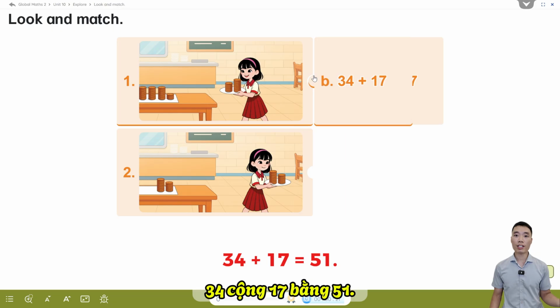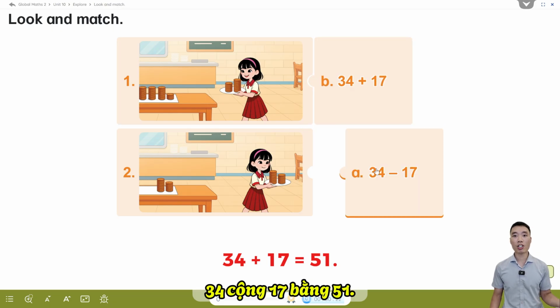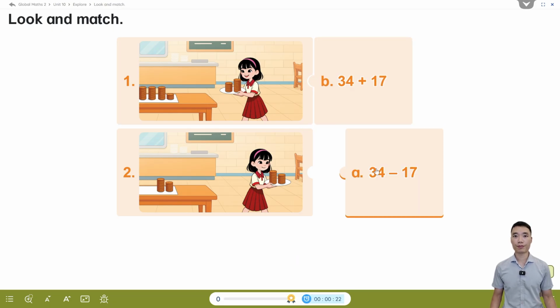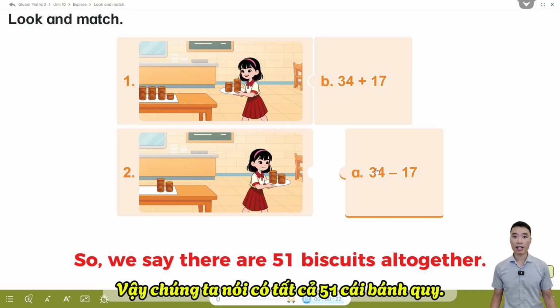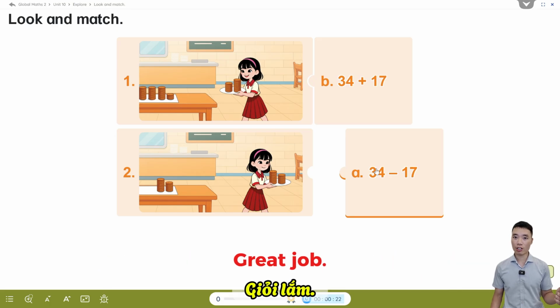34 plus 17 equals 51. So we say there are 51 biscuits all together. Great job!